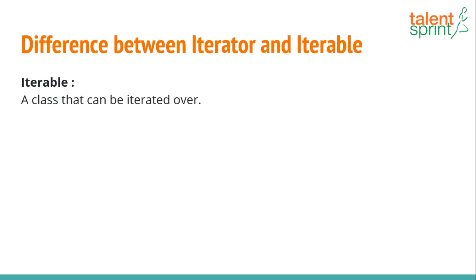Okay, starting off, Iterable is the class that can be iterated over. So if any collection extends Iterable, which most of them do, that means that the collection can be iterated over. That means that we can move through the elements of the collection. All right.